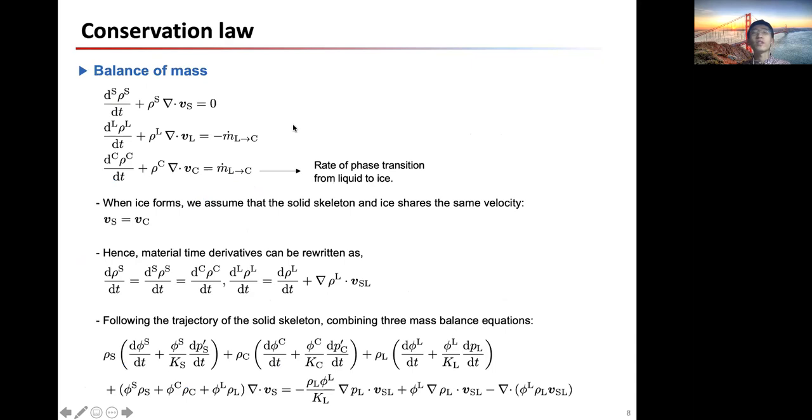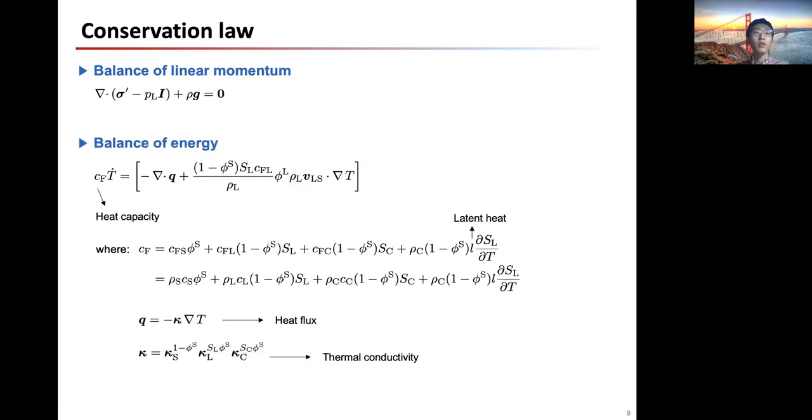The set of conservation laws we use is a fully coupled thermal hydromechanical approach. First, the set of equations for balance of mass for each phase. For ice and liquid, we have this rate of phase transition. When ice forms, we assume the solid skeleton and ice share the same velocity, so the material time derivative only influences the liquid, and we combine them together to get this balance of mass equation. Also, we have this straightforward balance of linear momentum equation.